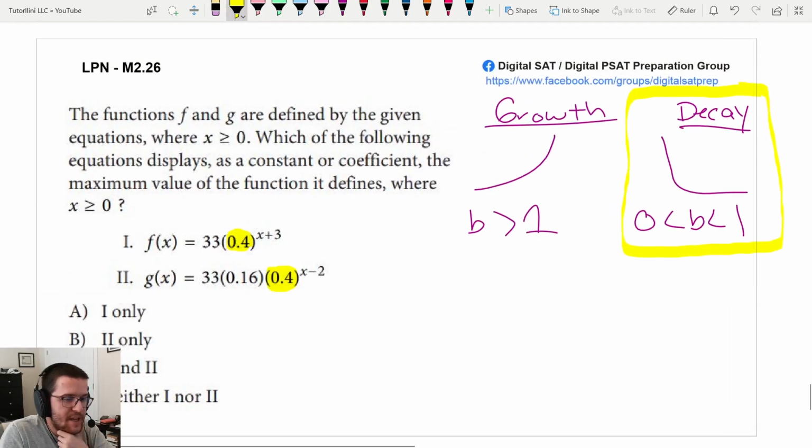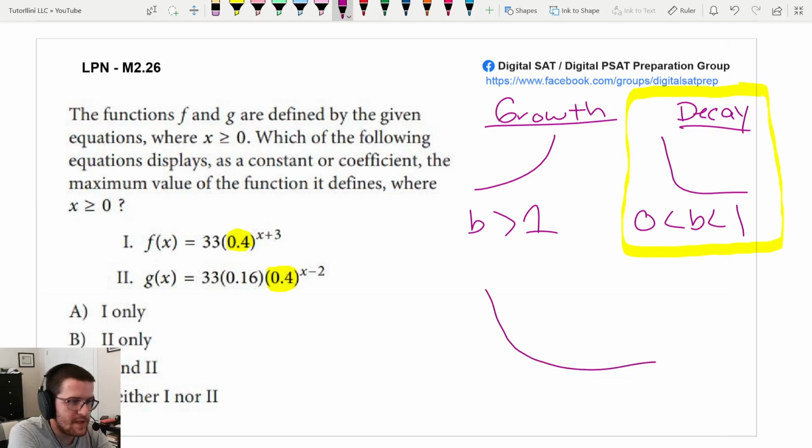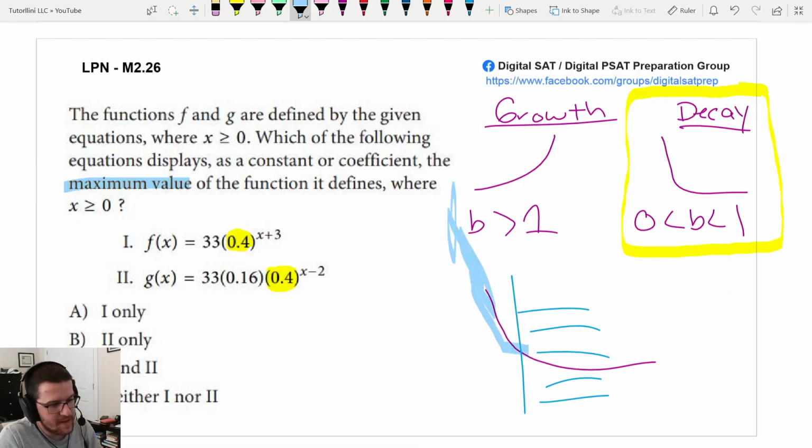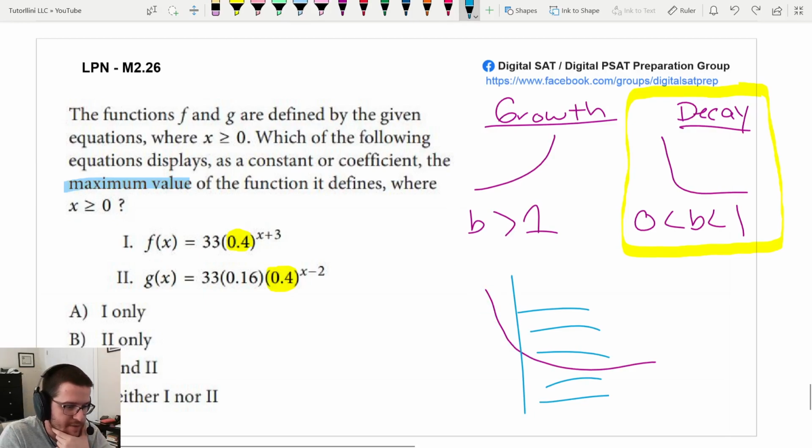So if you just have a graph that looks like this, okay, and you only look from a certain point to the right. The maximum value is going to take place at the leftmost possible x value. See how as I move to the left, it gets bigger? See, so in this example I just drew, the maximum would be right there.